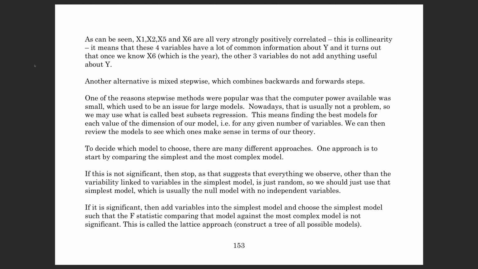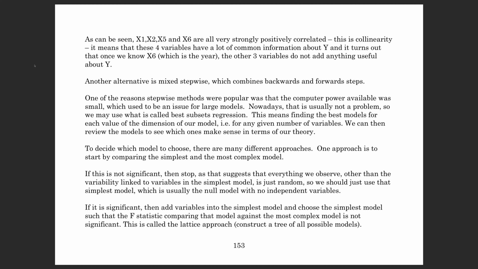So what we're saying is that once we know the year, 1, 2, and 5 actually don't have anything particularly useful to tell us after we've taken into account the year. So the year is the most important of those four. But it turns out that x3 and x4 have additional information which is separate to the year. They're telling us something else about the economy in terms of how well things are going.